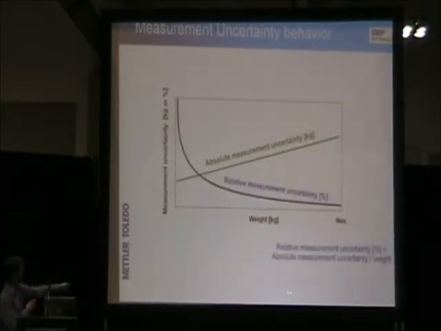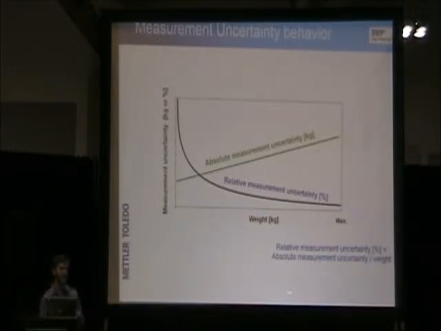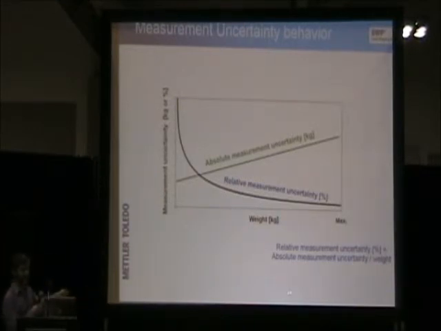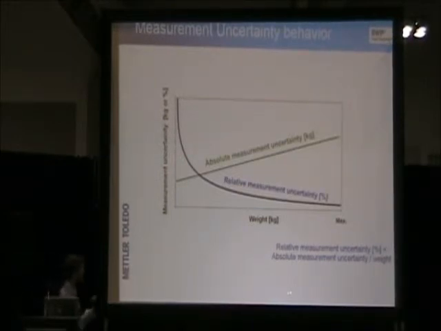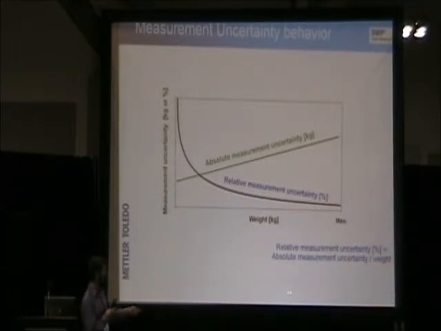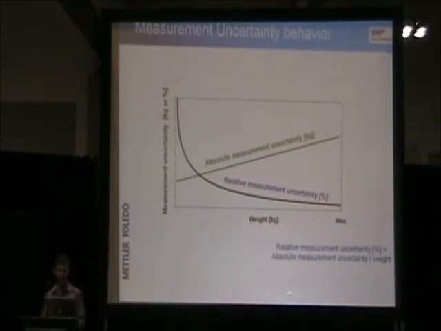This line here is the relative measurement uncertainty of your sample. When I say relative, that means the level of uncertainty for the sample that you're weighing. If you notice, as the sample decreases in size, the uncertainty increases exponentially. And the relative measurement uncertainty equals the absolute measurement uncertainty, again, which is this line here, divided by the weight of what you're weighing.